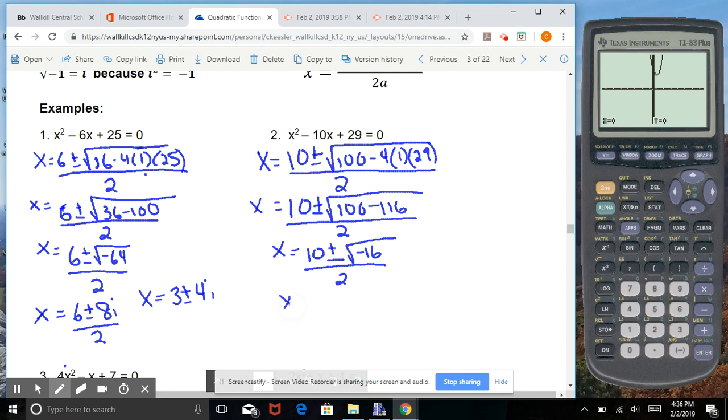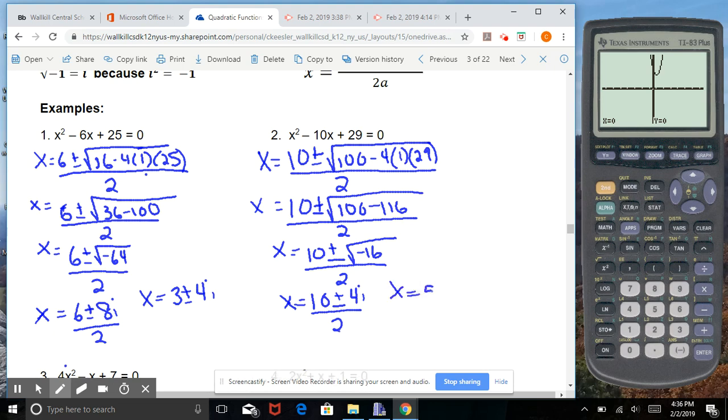So we know that the square root of 16 is 4, so the square root of negative 16 is 4i. 10 plus or minus 4i over 2. And just like before, since both the 10 and 4 are divisible by 2, we can simplify it one more step. x equals 5 plus or minus 2i, and that's as far as we can go. Again, proving that this has imaginary non-real roots.